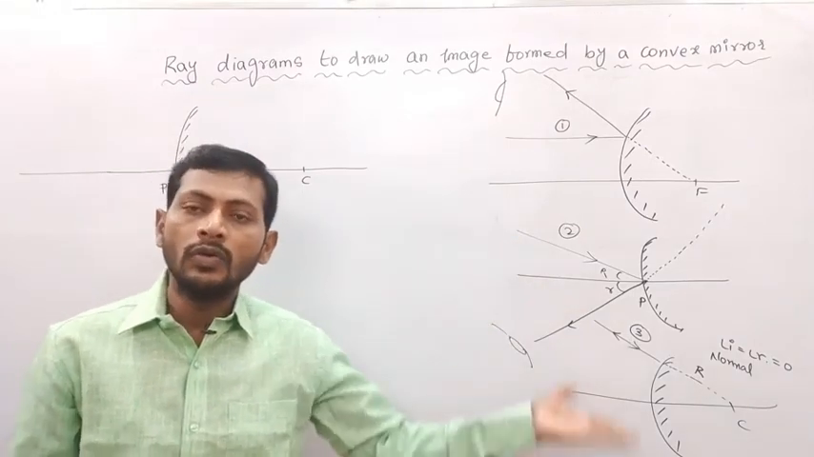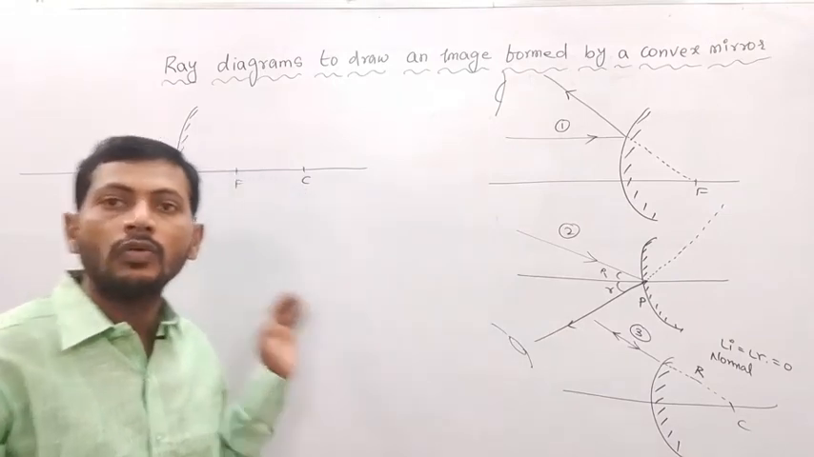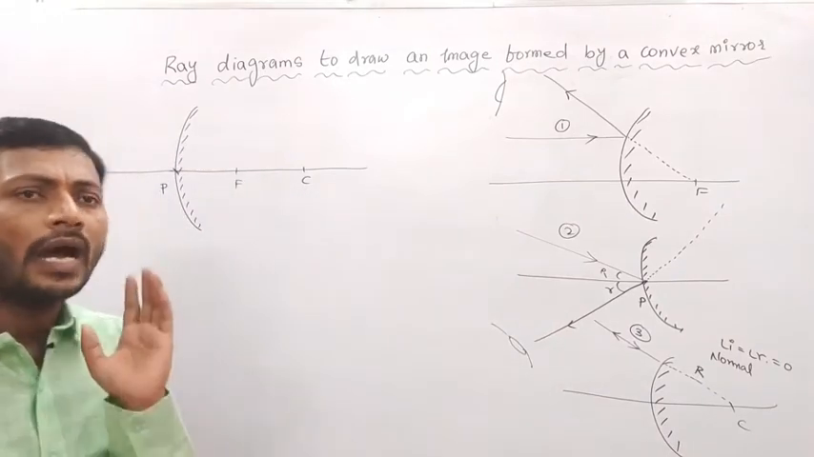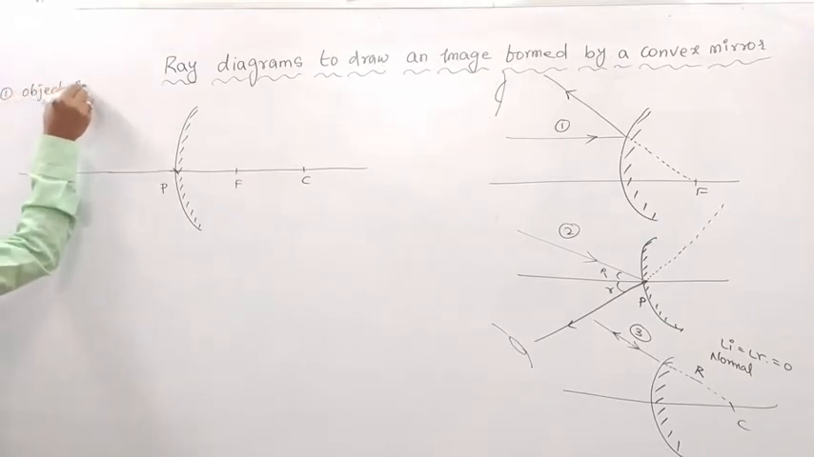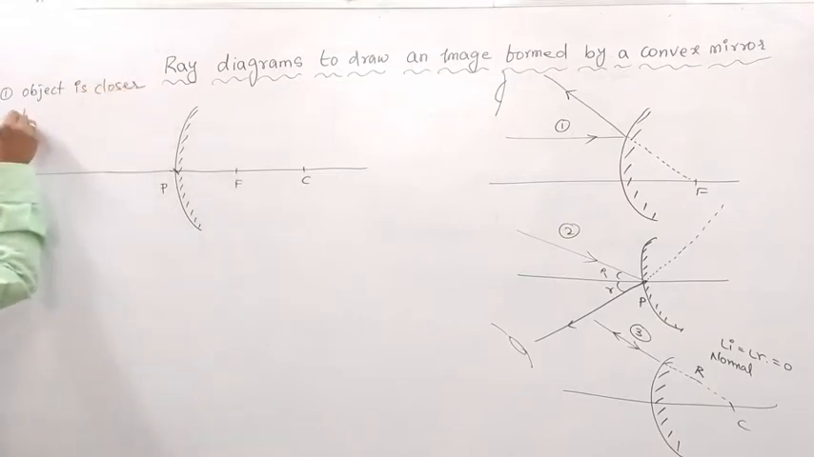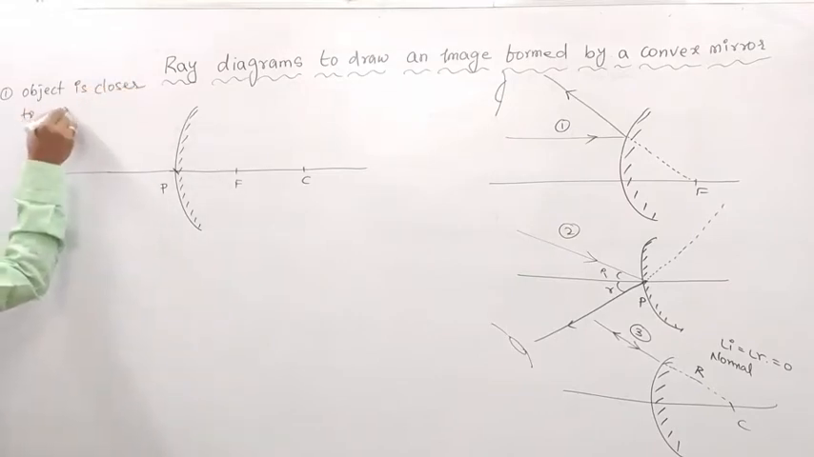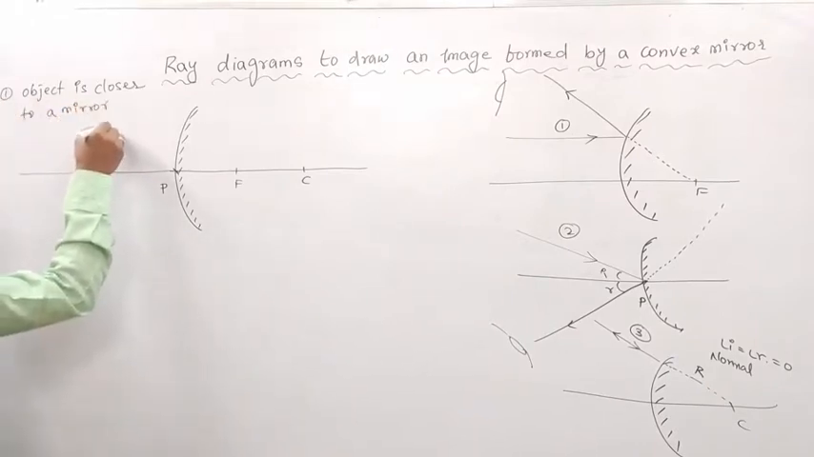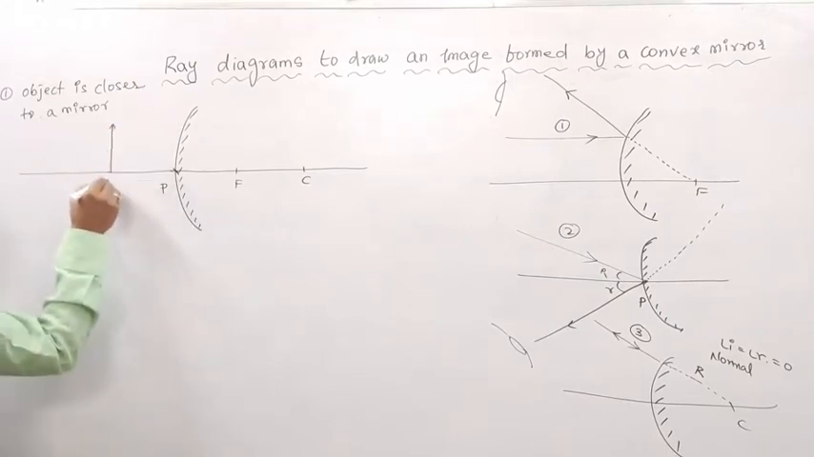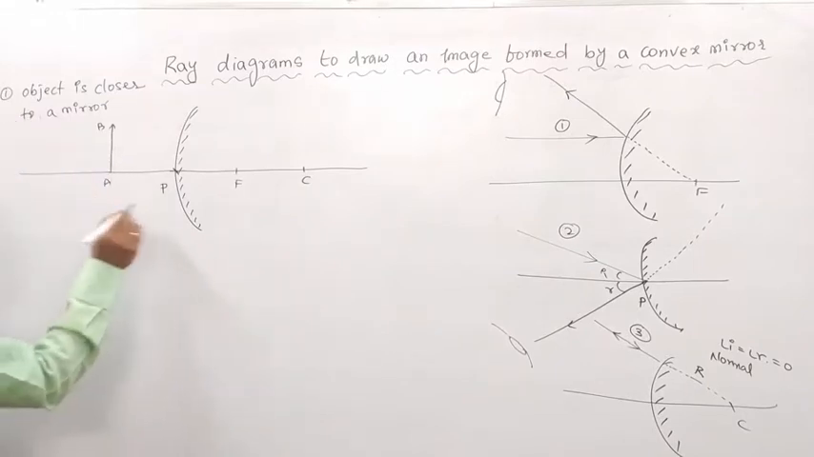So now again we are going to use the same three rules only. We are going to draw the object. First, I am going to take the case when the object is very close, closer to the mirror. I have taken this: AB is the object, children. Then when you take AB as the object, you have to give the ray diagram for the image.